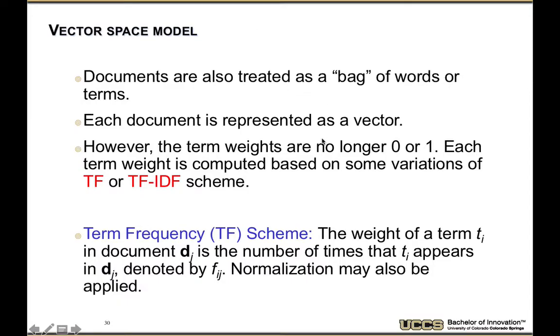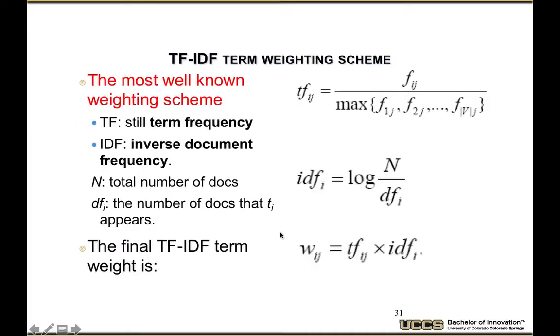So another very common model is what's called the vector space model. In the vector space model, documents are also treated as a bag of words. Each document is represented as a vector. However, the term weights are no longer 0 or 1. We turn them into a weighted scheme, which I'll show you in a second. The two most common are weighted frequency schemes and normalized by frequency.